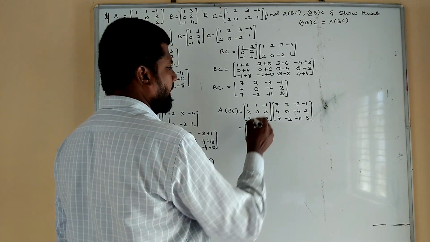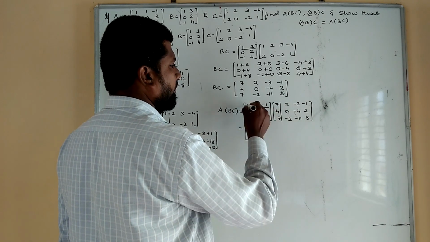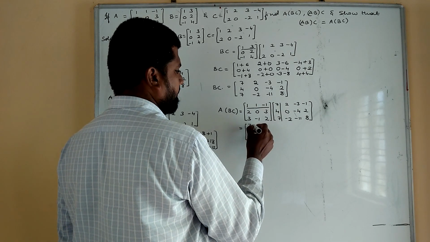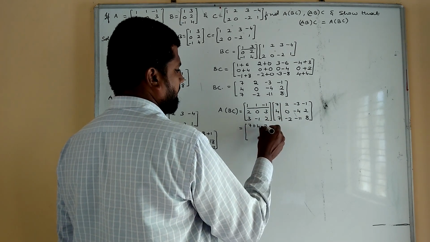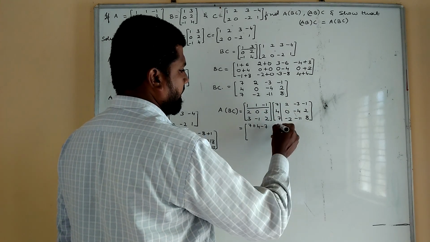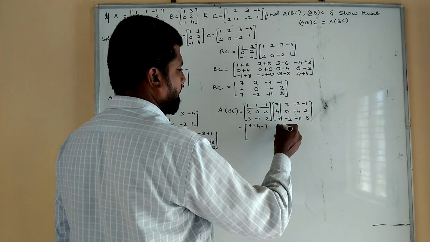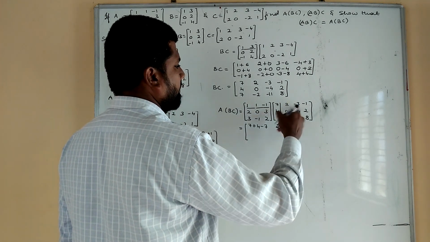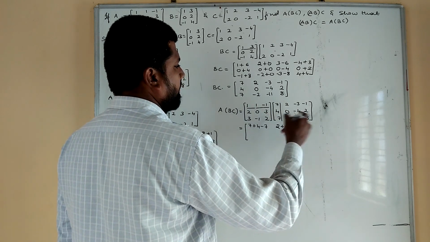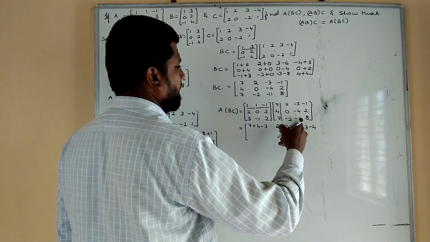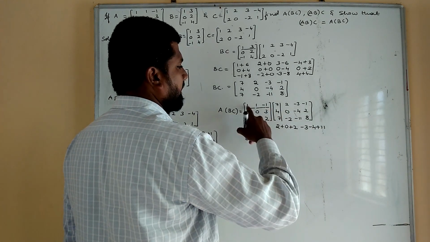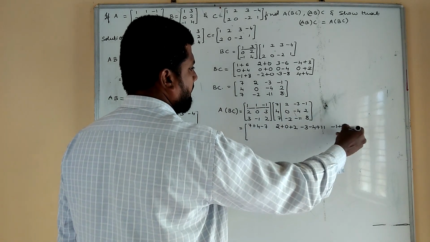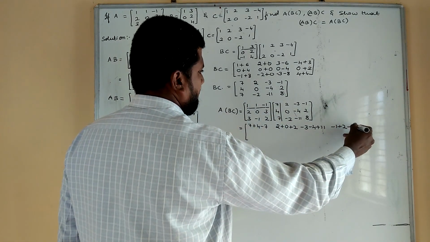If you multiply first row, first column, 1 into 1 is 1, into 7 is 7, 1 into 4 is 4, minus 1 into 7 is minus 7, 1 into 2 is 2, 1 into 0 is 0, minus 1 into minus 2 is plus 2, 1 into minus 3 is minus 3, 1 into minus 4 is minus 4, minus 1 into minus 11 is plus 11. Then 1 into minus 1 is minus 1, 1 into 2 is 2, and minus 1 into 8 is minus 8.